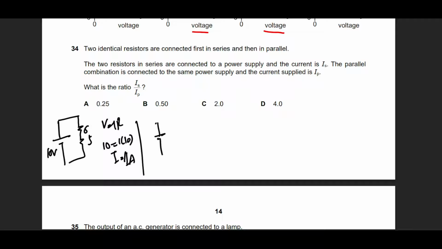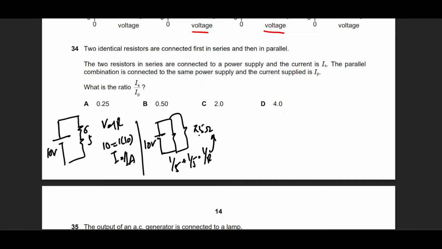But when I connect them in parallel, let's say, then the equivalent resistance becomes 2.5 ohms. How do I know this? By 1 over 5 plus 1 over 5 equals 1 over R. When you solve this by LCM, you'll get 2.5 ohms. Okay, and the battery voltage is 10 volts.